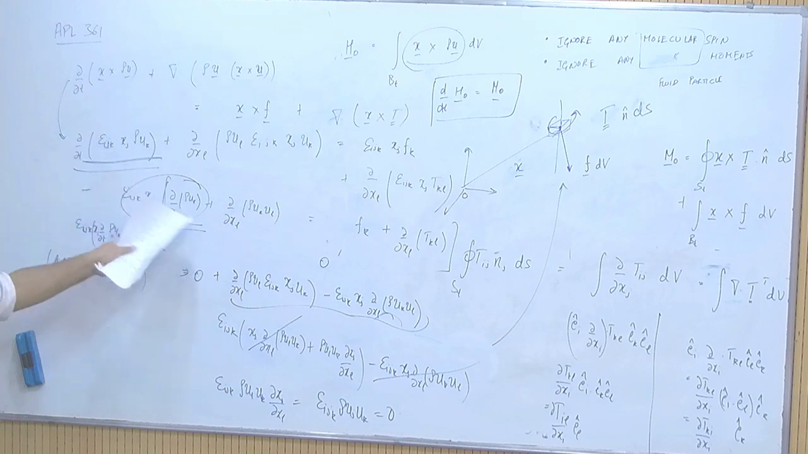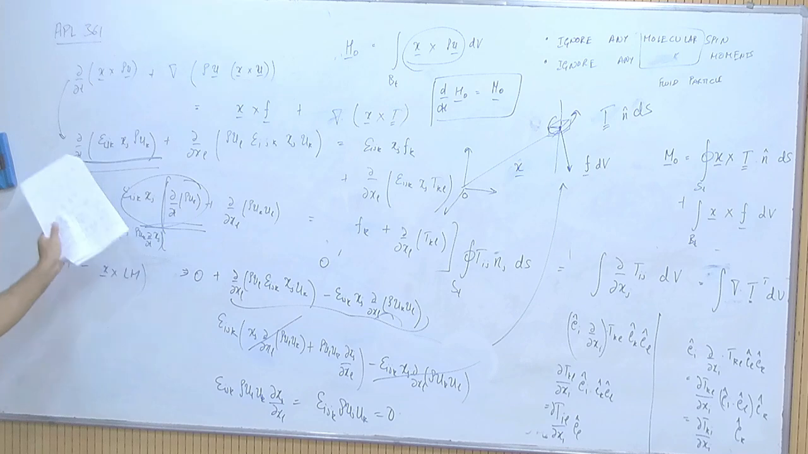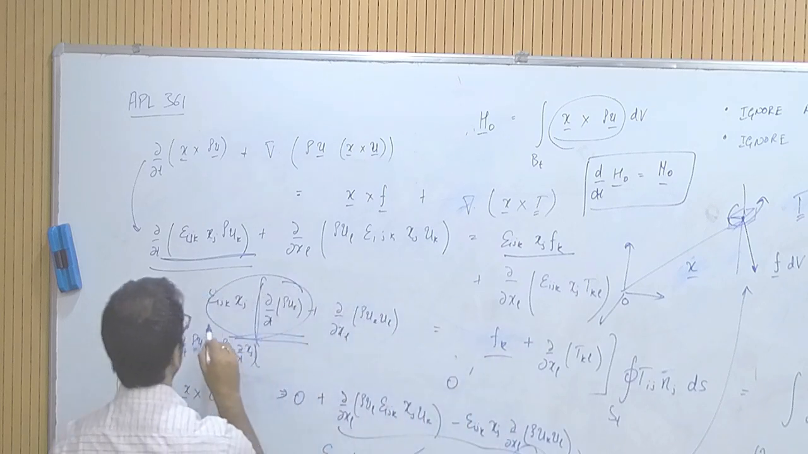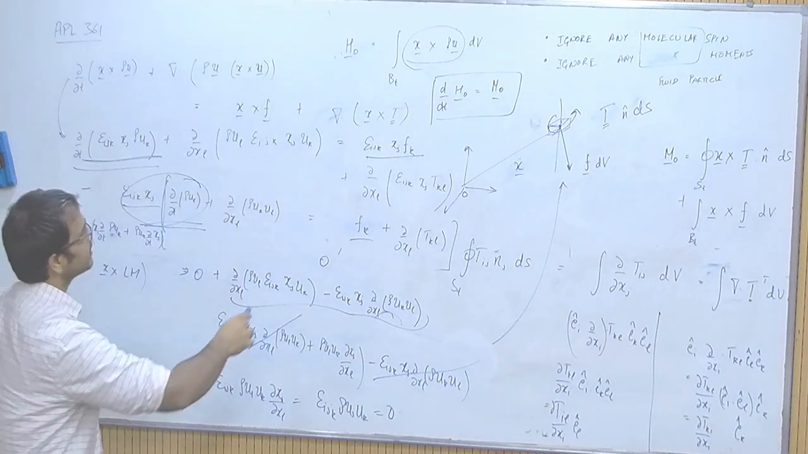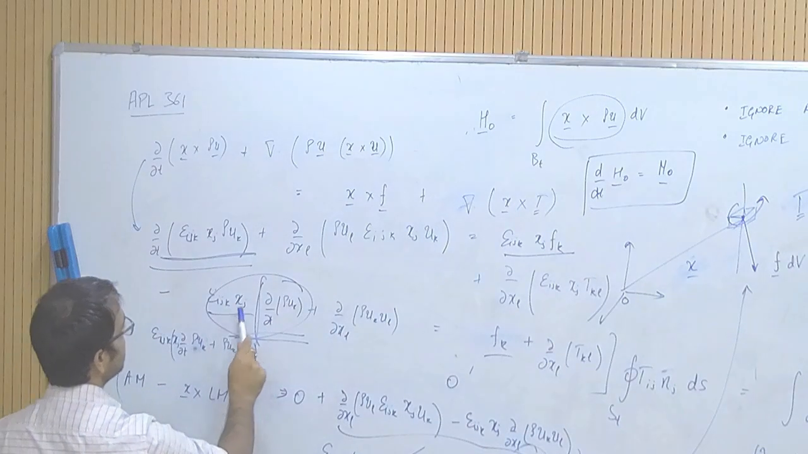So on the LHS we have 0. When I have subtracted x cross linear momentum equation from the angular momentum equation, on the left hand side everything cancelled out. The force term obviously cancels out. You can see it very clearly. This is also epsilon ijk xj fk. This is also epsilon ijk xj fk.